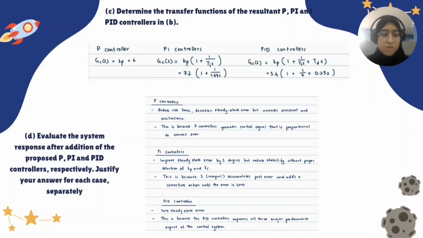This is because the integral accumulates the past error and adds corrective action until the error is 0. And lastly, for the PID controller, the steady-state error is 0 because the PID controller improves all the performance of the control system.